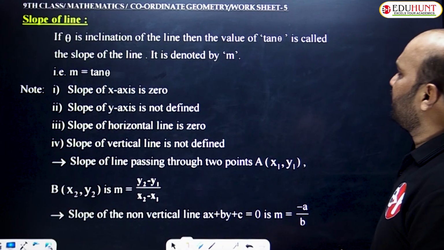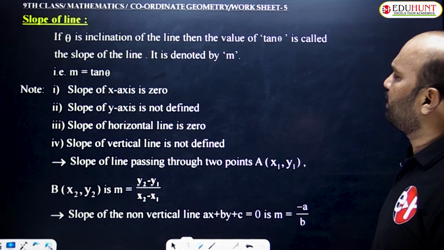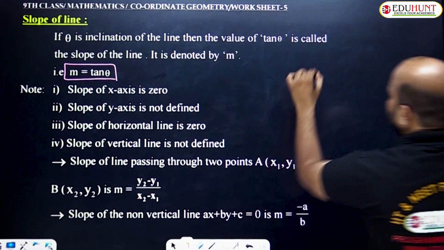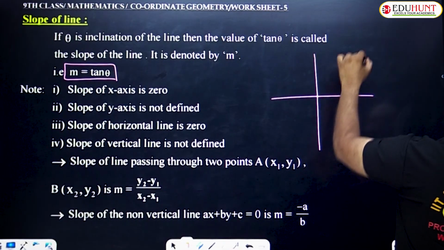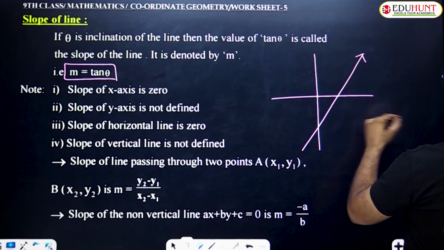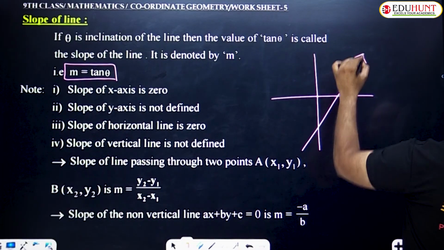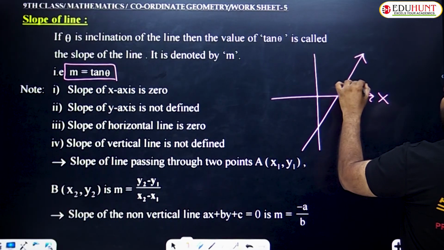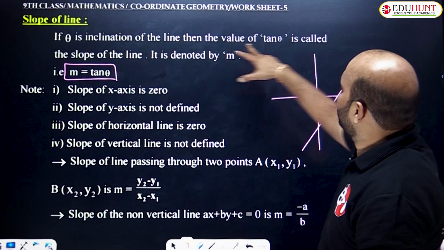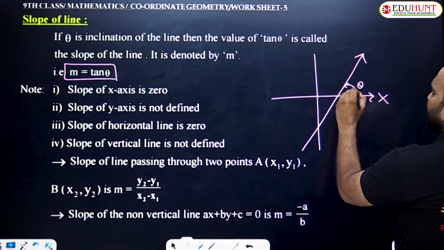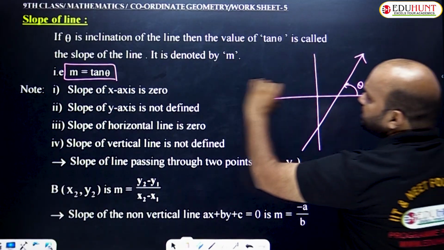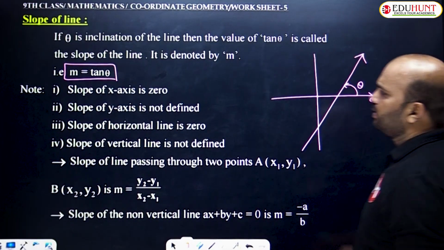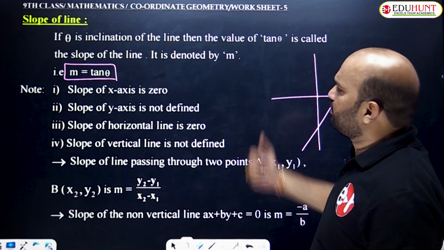Now let's go to the slope of the line. If theta is the inclination of the line, then the value of tan theta is called the slope of the line. It is denoted by m, that is m equals tan theta. So clearly we need to understand how to form the inclination: the angle between the line and the positive x-axis is theta, and then we apply tan theta. That is the slope of the line. In short, if m is the slope of the line, then m equals tan theta.